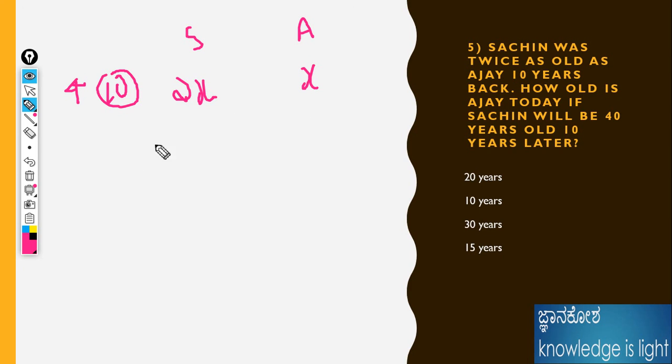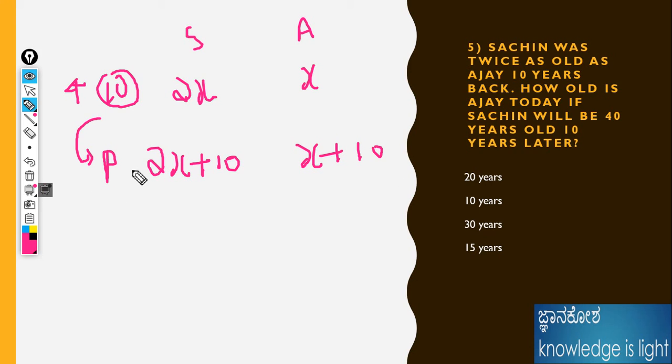If any questions come like that, convert them to the present. What would it be? 2x plus 10 and x plus 10. This is the main criterion for all these problems. If you forget to convert to the present and put it directly into the future, that will be a mistake. In any problem, if you are given the past tense, make it present, calculate the future, and take the ratios of those problems.